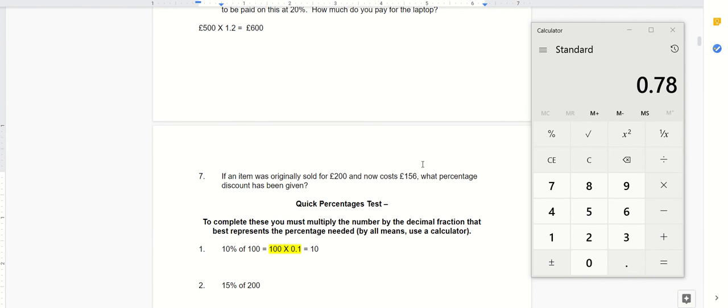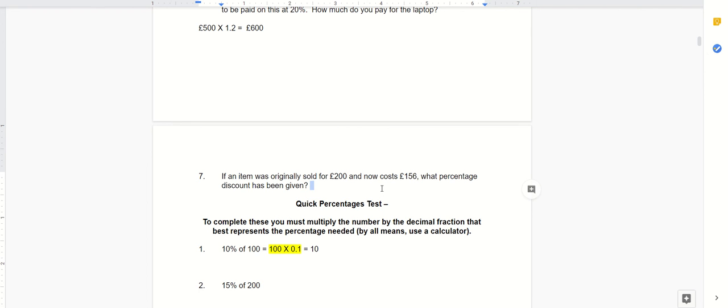So that tells us what 156 is as a percentage of 200. So it's 78%. I'll show you that again. We take 156 and divide it by 200, and that gives us 0.78. So we take the smaller number and divide it by the larger number. That tells us what percentage of the larger number the smaller number is. What is 100 minus 78? It's 22.